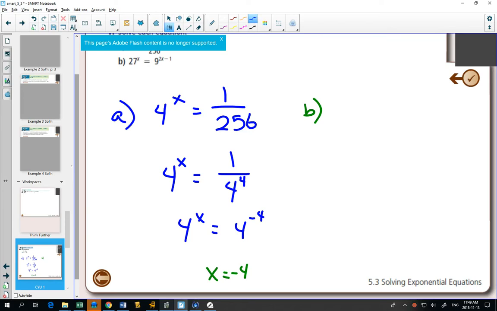How can I write 27? I can change 27 to 3 cubed. I would still have the power of x outside. How can I change 9? It's 3 squared. And I still have 2x minus 1.